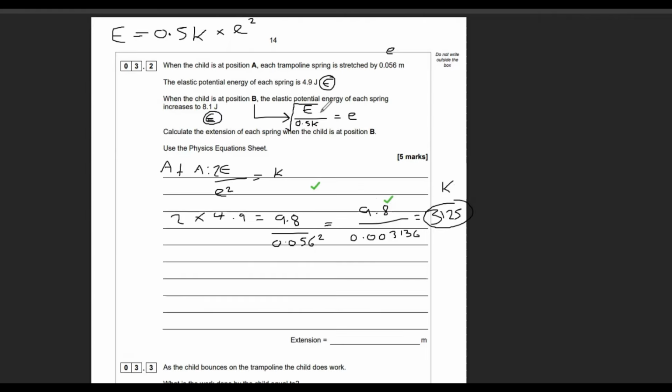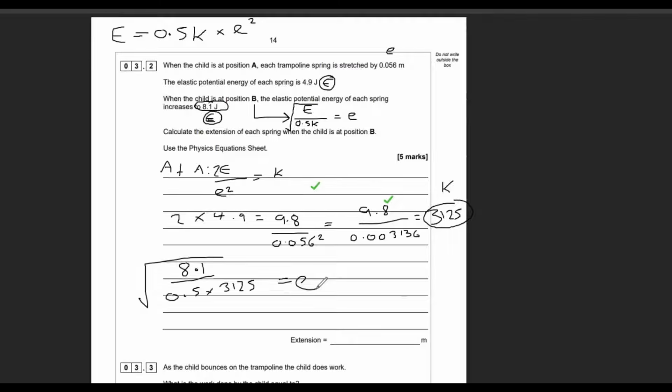I can now go down. I've already rearranged this at the start of the question, and I want to do the energy at the new position, which is 8.1. And I want to do 8.1 divided by 0.5 times 3,125, and then a square root, and that is going to give me the new extension of the spring. Oh my gosh, they don't want the difference in the 2 extended springs. Okay, they just want us to calculate the extension of each spring where the child is at position B. They don't want the difference. All right, let's do it.